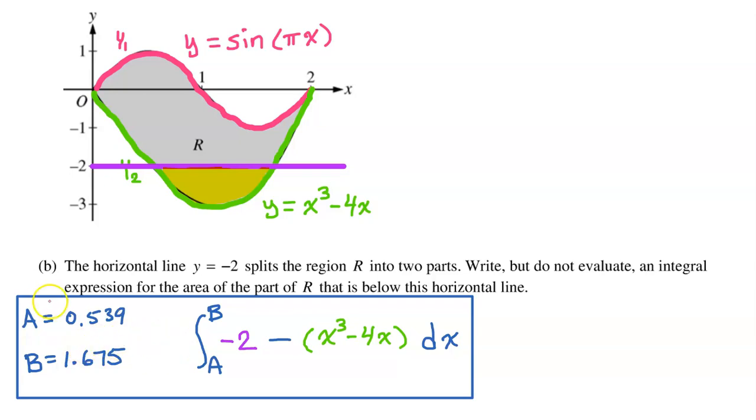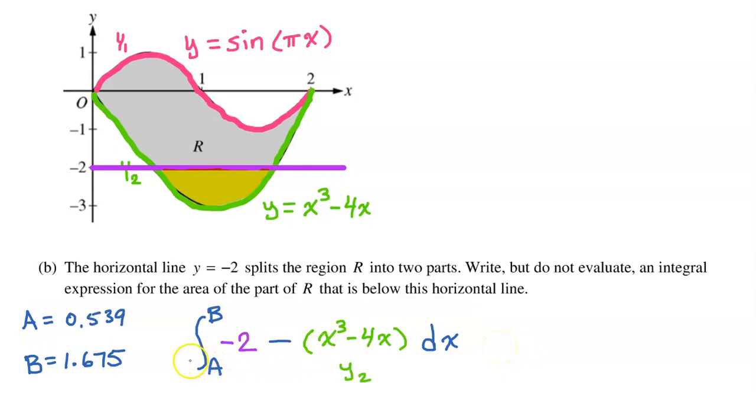This is actually the final answer to part B because they said write but do not evaluate an integral expression for the area of the part of R below the horizontal line. And that's what we have here. But I am going to go on and show you how to evaluate it on your calculator, just in case you need that for a future problem.